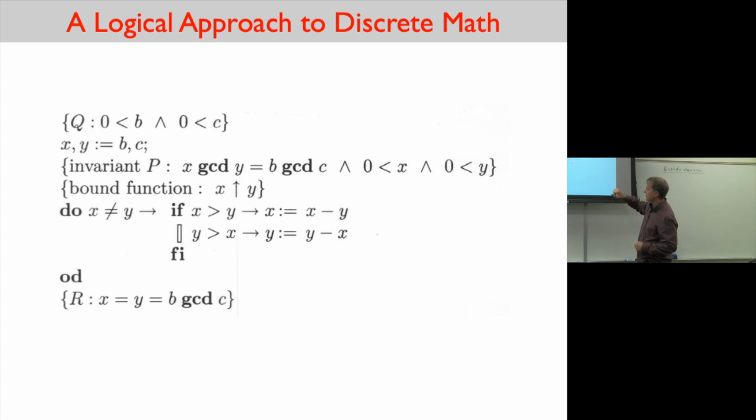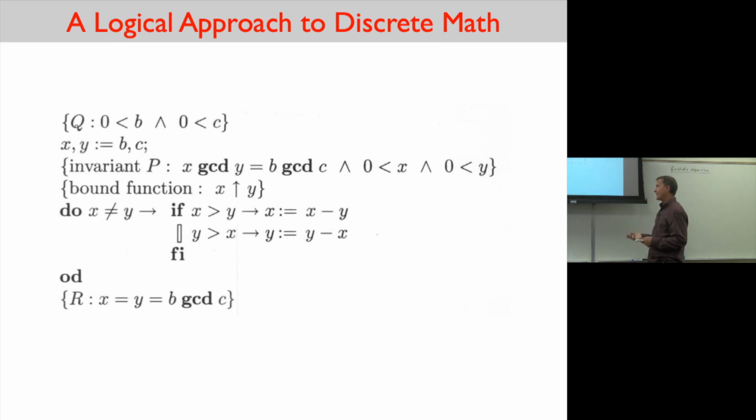And so let's take a look at what it does. In the end, the postcondition is that x equals y and y equals B GCD C. So what the algorithm assumes is that B and C are given in the beginning, right? And what we want to do is calculate B GCD C. Our precondition for the whole thing is that B is positive. Are you with me? So we're going to require that B is positive and C is positive. So we're talking about the GCD of two positive numbers.